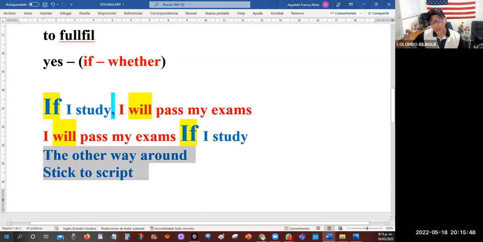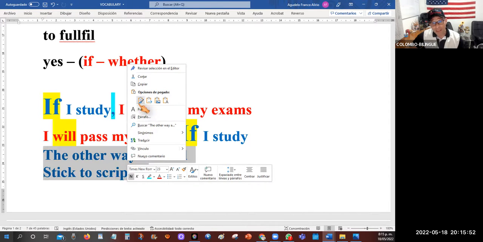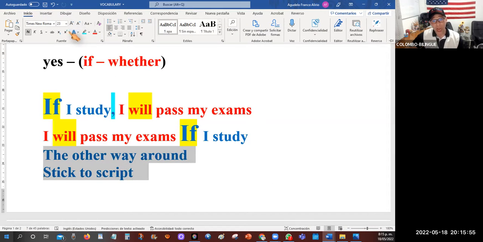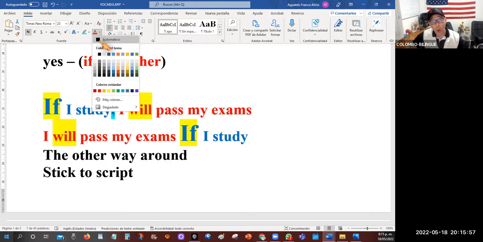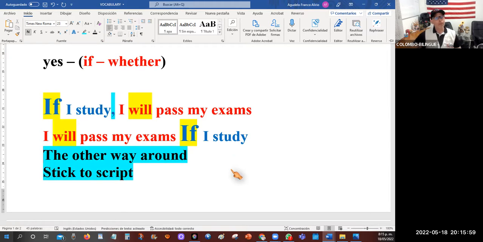Guys, please, if you pay attention, these two words are extremely and very important in English. I'm going to emphasize the color of both. And believe me, guys, I'm going to put them highlighted just because it's necessary for you to understand.